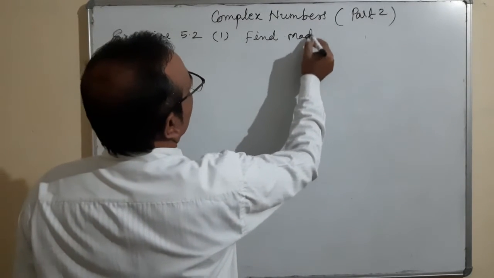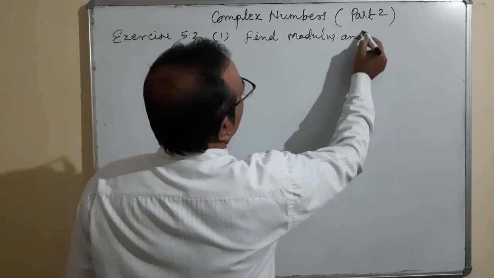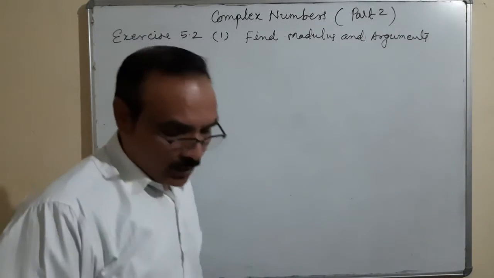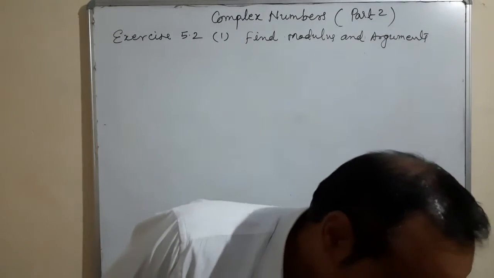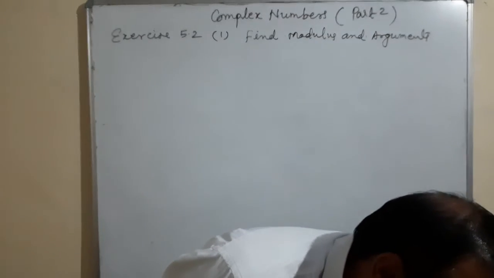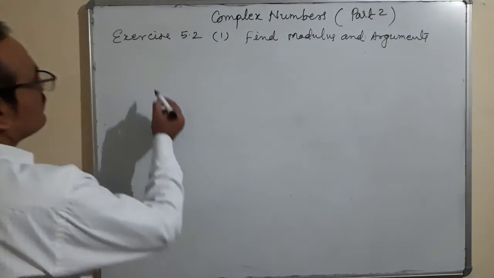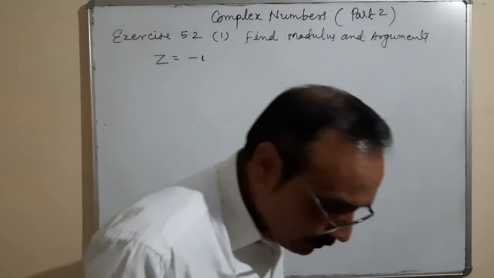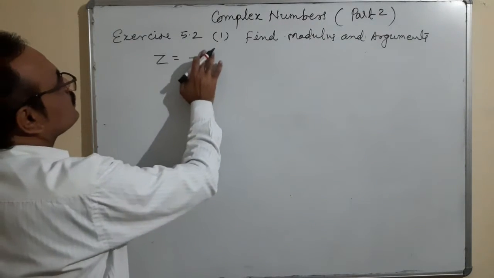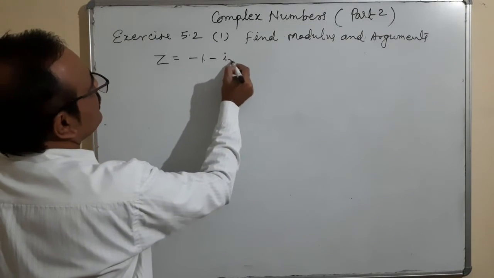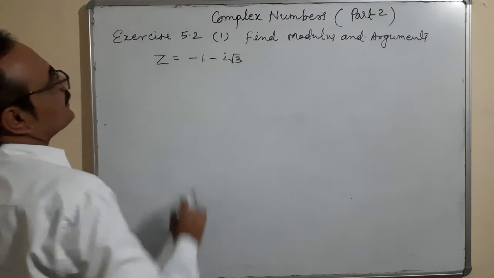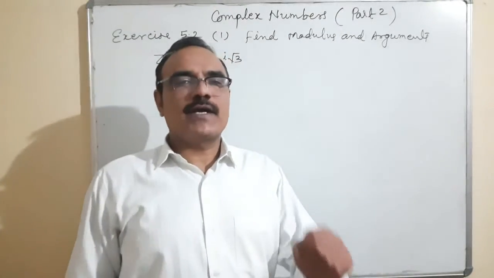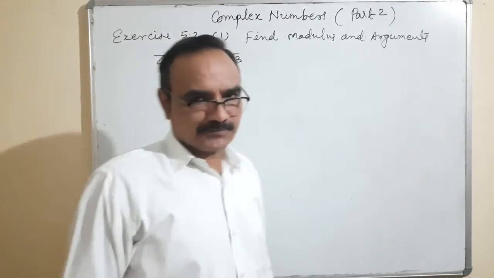Find modulus and argument of each of the following complex numbers. z is equal to minus 1 minus i root 3. Is it okay? Find the modulus and argument. That means we are going to find the value of mod z and theta.